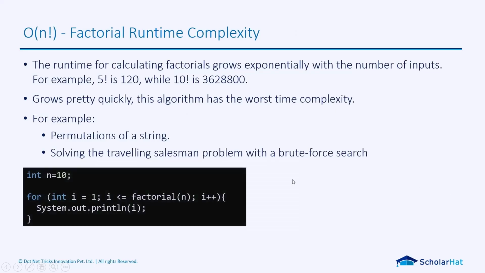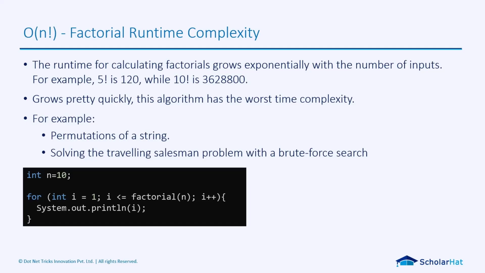Next up, that is factorial runtime complexity. So the runtime for calculating the factorial grows exponentially with the number of inputs. For example, 5 factorial is 120, while for 10 factorial, you can see the input only gets doubled, 5 to 10, but you can see how much difference there is in the output. So it grows pretty quickly. This algorithm has the worst time complexity.